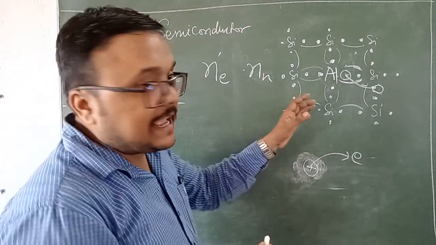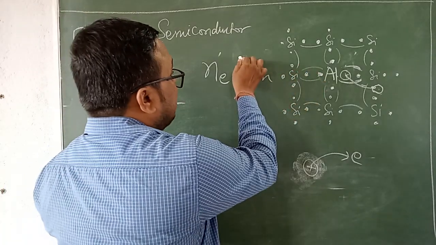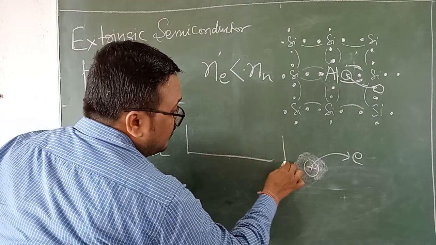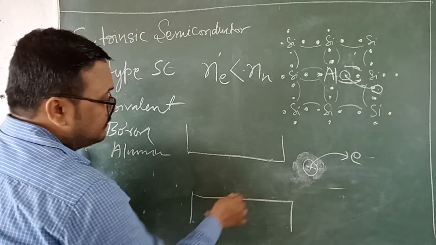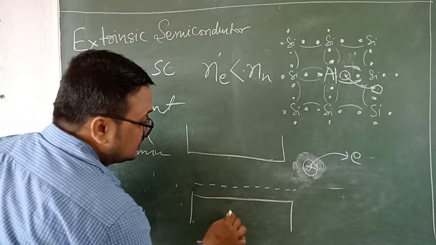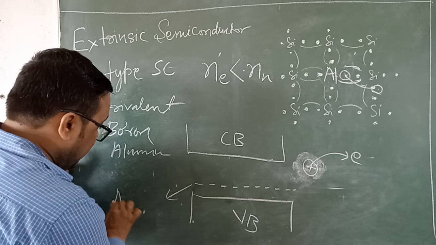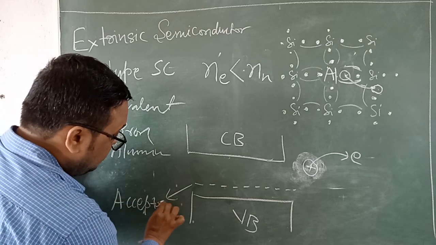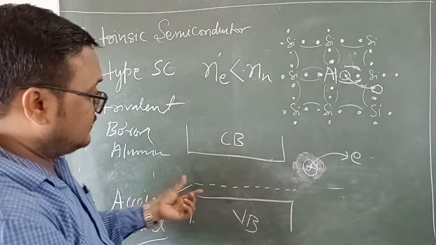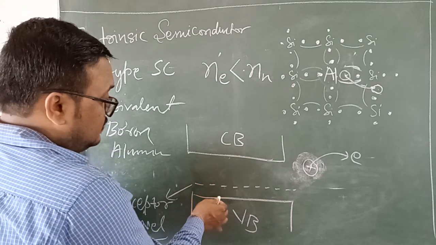For trivalent impurity, in P-type semiconductor, the number of holes is greater than the number of electrons. From band gap theory, there is a level created just above the valence band, which is known as the acceptor level, and it is very easy.